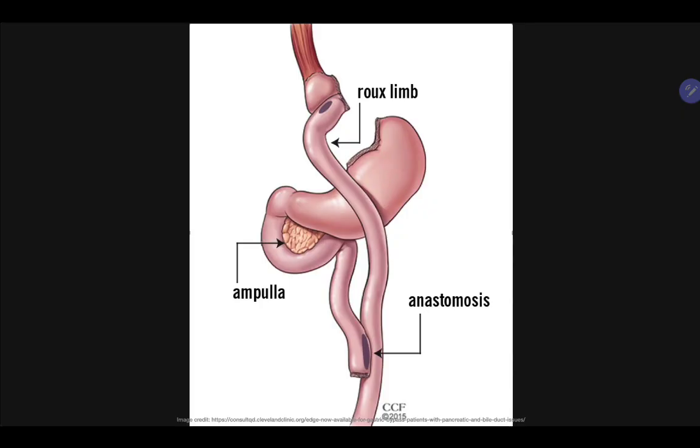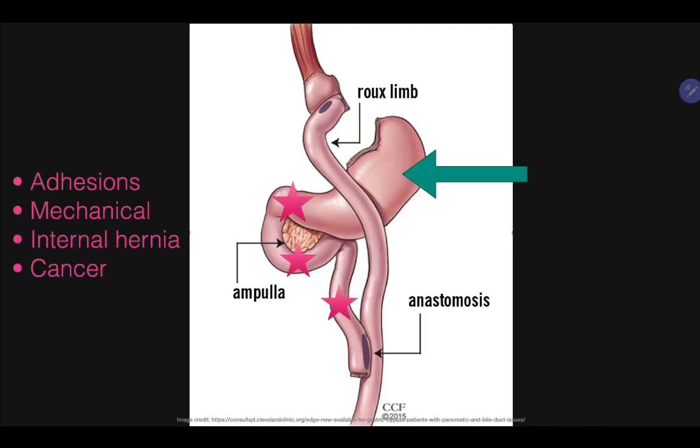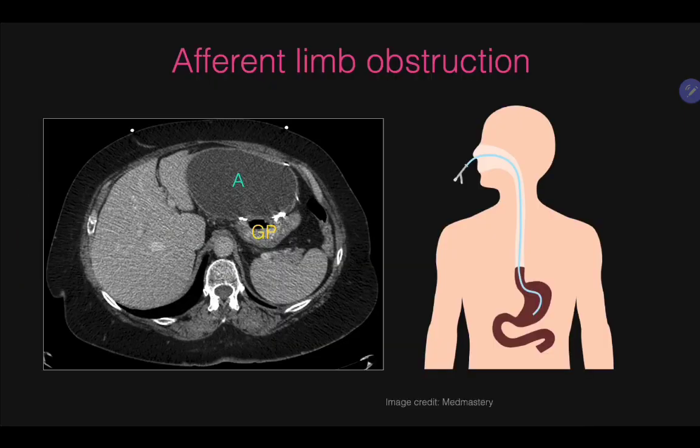To refresh, bypass anatomy includes a roux limb or alimentary limb, and the majority of the stomach is excluded. And these gastric secretions, along with the bile and pancreas enzymes, which is known as the afferent or pancreaticobiliary limb, travel distally to the jejunal anastomosis. Obstruction occurring along this path can cause afferent loop obstruction and can occur as a result of adhesions, stricture, inflammation, internal hernia, or cancer.